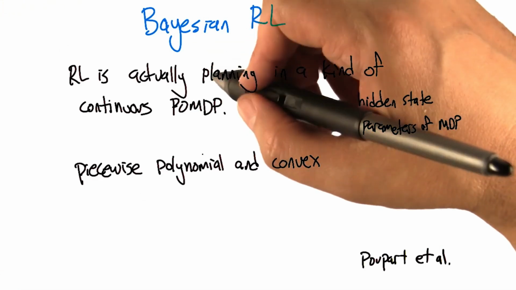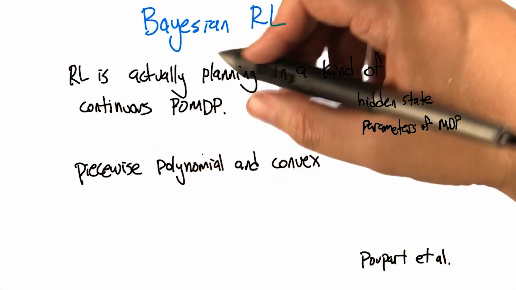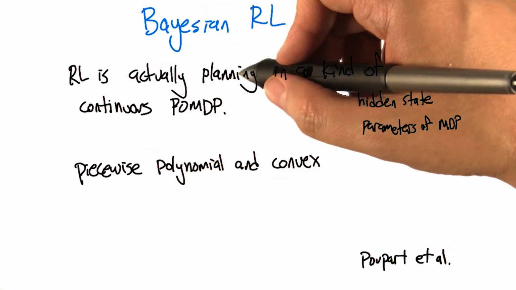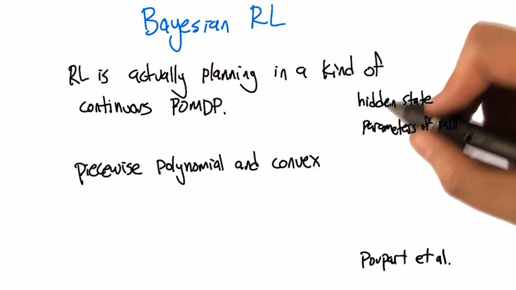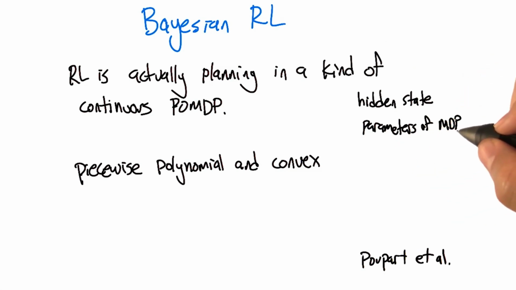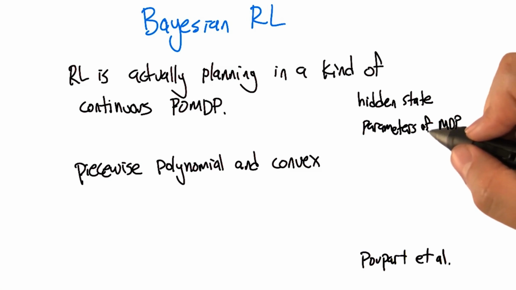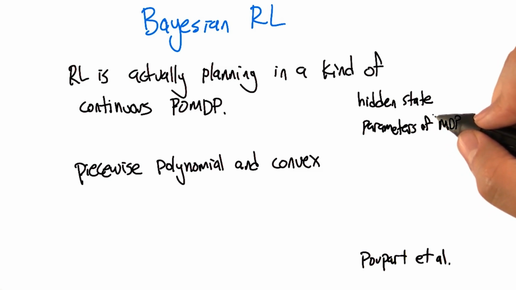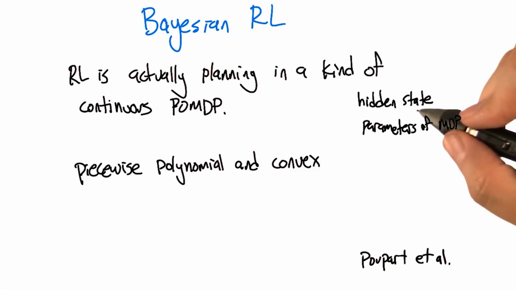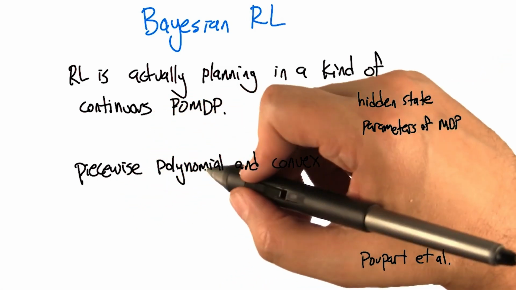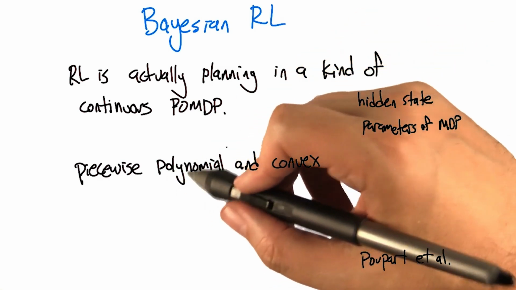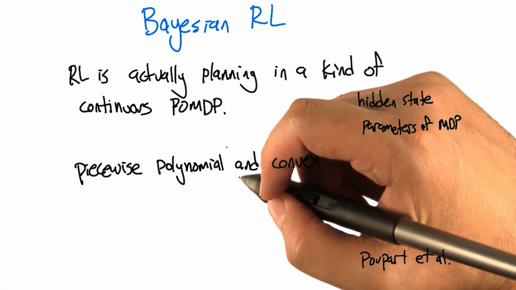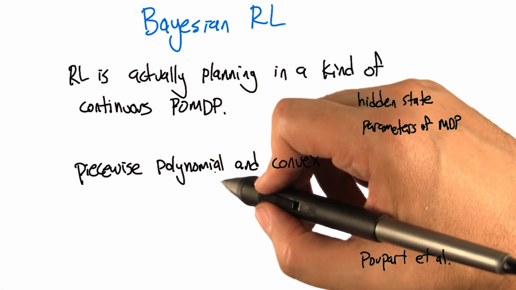Oh, so then does something else work in general? Yes and no. What I'm basically arguing here is that we can think of reinforcement learning as a kind of planning. It's not learning at all. It's actually planning in a kind of continuous space POMDP, where the hidden state is the set of parameters of the MDP that we're trying to learn. Now, there's an infinite number of those, which makes things a little bit awkward, and so we don't get the piecewise linear and convex property anymore, but it can be shown that the value function in this continuous space POMDP is piecewise polynomial and convex. Okay. It's not as nice as linear, but it's still representable.